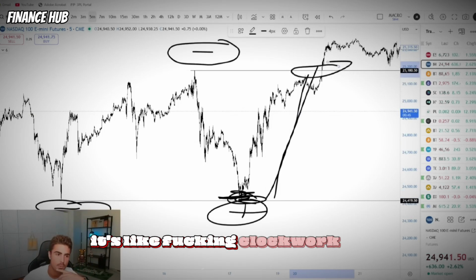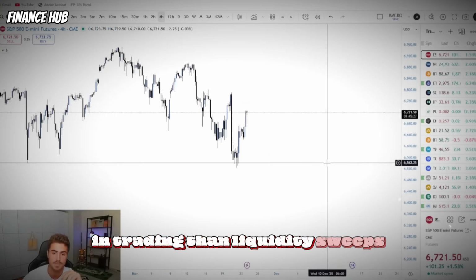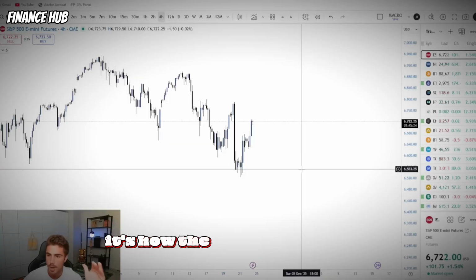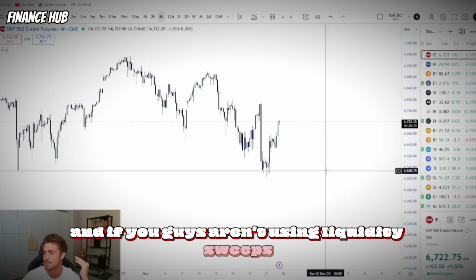It's like clockwork, guys. There's truly no better confluence in trading than liquidity sweeps. Argue with a wall. It's how the market moves, okay? It's how orders get filled. And if you guys aren't using liquidity sweeps, you're making a mistake.